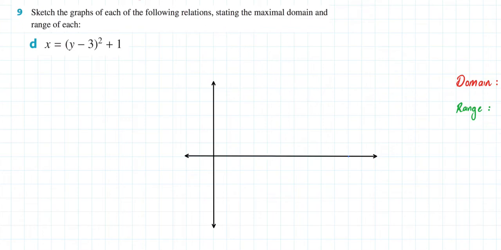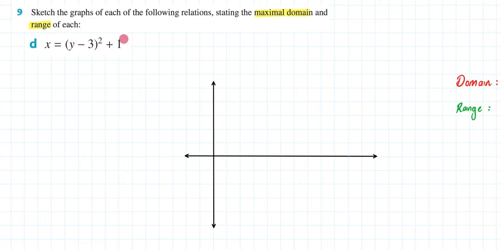Alright, so we're doing exercise 5b, and in this video I'll be answering question 9d, which is asking us to sketch the graphs of each of the following relations stating the maximal domain and range of each. So here we've been given x equals (y minus 3) squared plus 1. Now, what we're going to do first is make it so that I have y equals, because at the moment it being x equals is really quite difficult to graph.